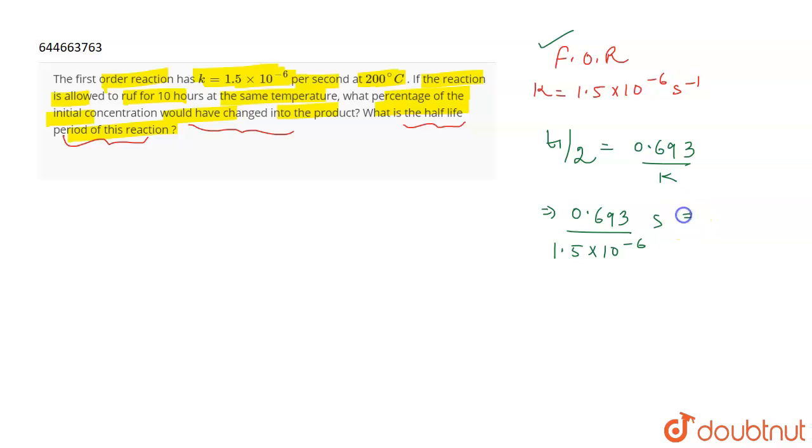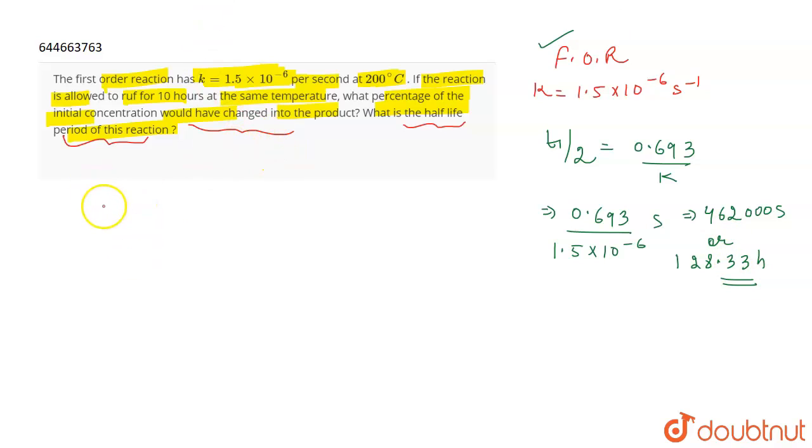And this will come out to be equal to 462,000 seconds, which is 128.33 hours. This is what you will get as the half-life. Now you have to determine the percentage of the initial concentration changed to the product as well.